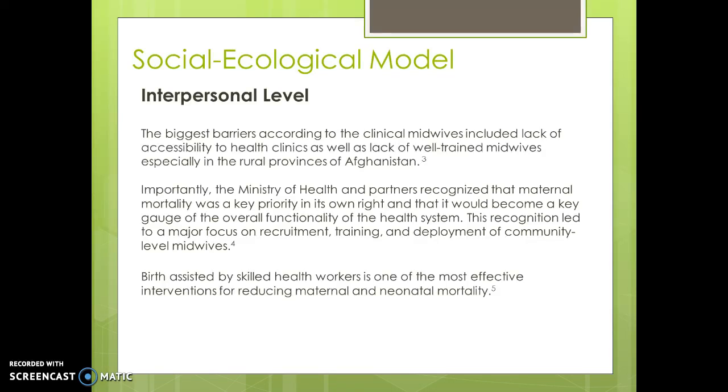Provider access also fits into the interpersonal issues. The lack of well-trained midwives and clinics contributes to poor healthcare access. What has helped, however, is that in 2005, the Ministry of Health established maternal mortality as a key priority, which actually led to a major focus on the recruitment and training of midwives. Research shows that mothers assisted by skilled health workers is the most effective intervention for reducing the maternal and neonatal mortality rate.